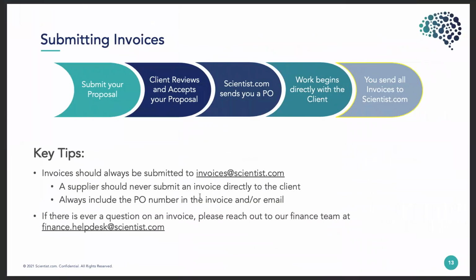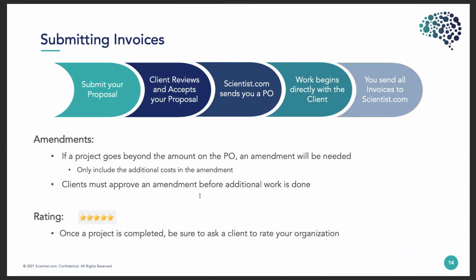Back in the system, now that you have received the proposal and now that you have invoiced for that project, I wanted to highlight two unique cases as well. The first one is amendments. If a project goes beyond the amount on a PO, you'll need to issue an amendment to the client. This is an additional proposal that you are submitting to the client for only the additional work. This is really important to note because oftentimes projects go beyond the value that was issued on the original purchase order, but you won't be able to invoice for anything additional until you actually have a new purchase order from the client issued.